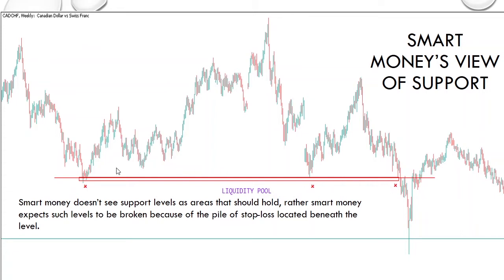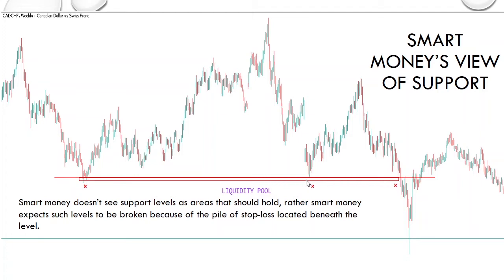So smart money is expecting this area to be broken, actually, not to be respected. Smart money is expecting a support area to be broken, which eventually it will be broken.